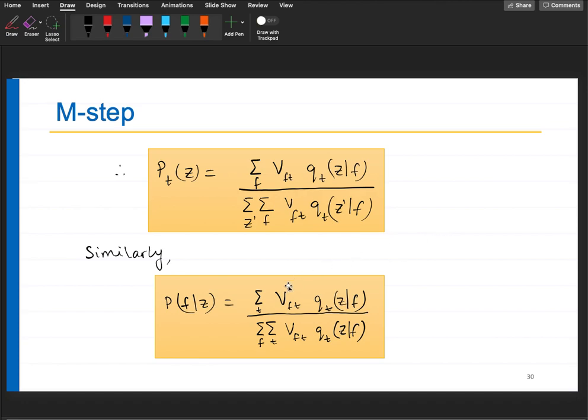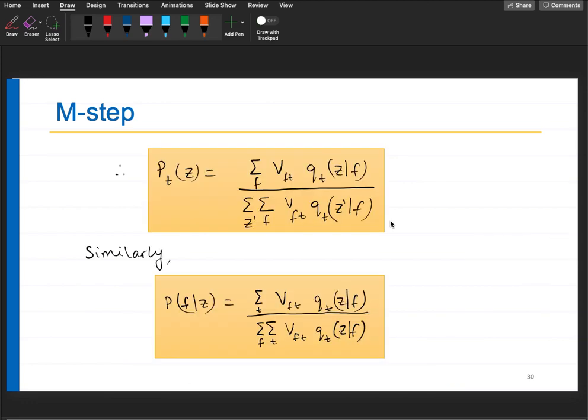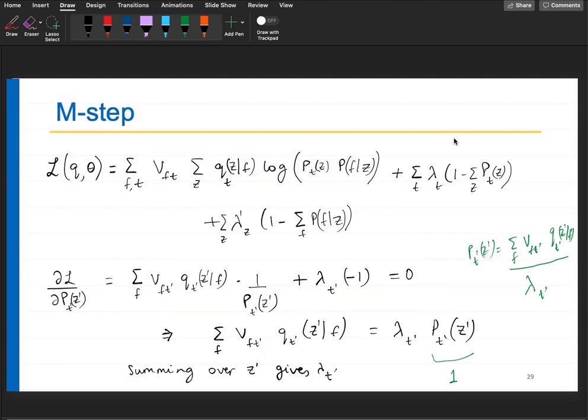Okay, and similarly you can do it for P(F|Z), same thing. So you have P(T|Z), you have now fixed P(T|Z), and make this your variable and you optimize for this. By symmetry you will get a similar form. Here Z will become F and T will become Z. We can solve it again, but by symmetry you can just turn your Z into F and T into Z, and you get this. Right? That's it.